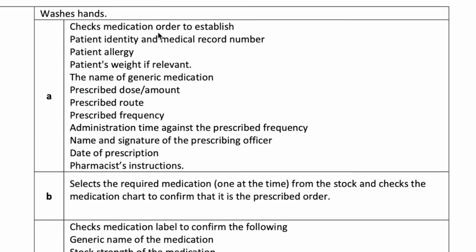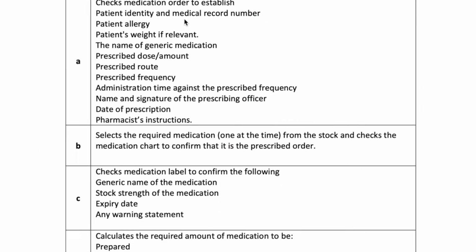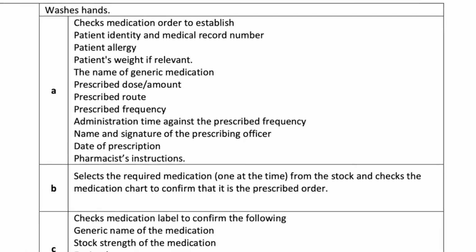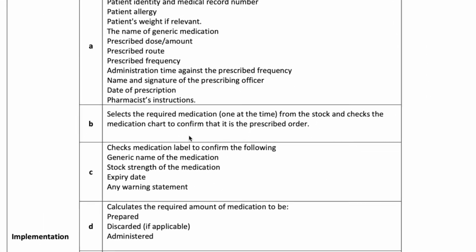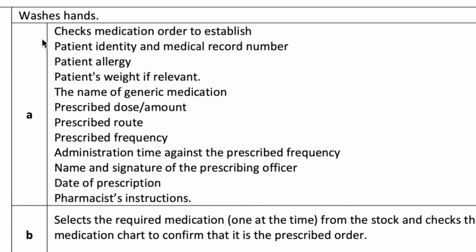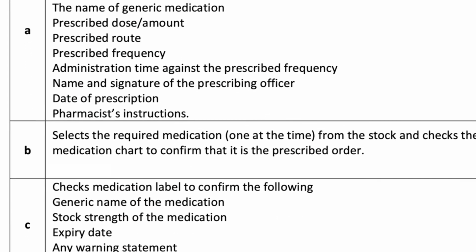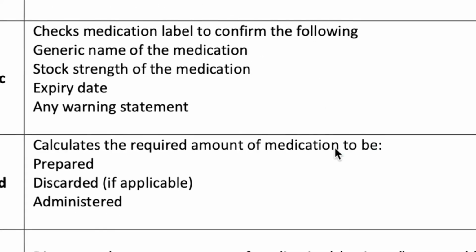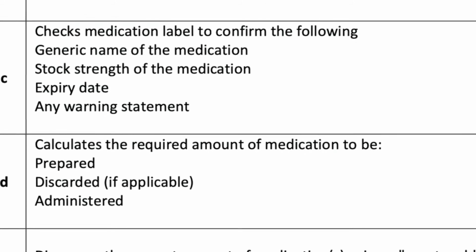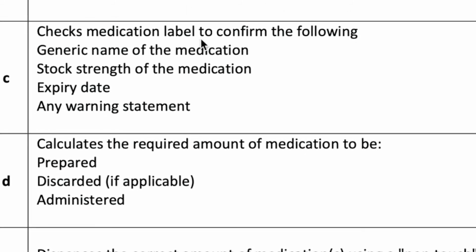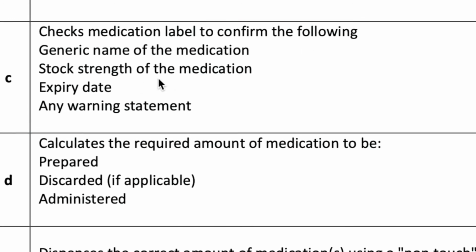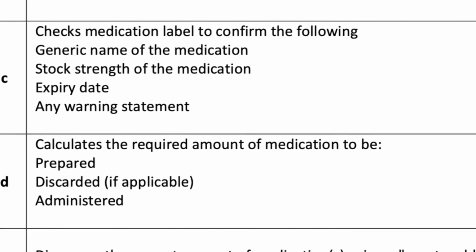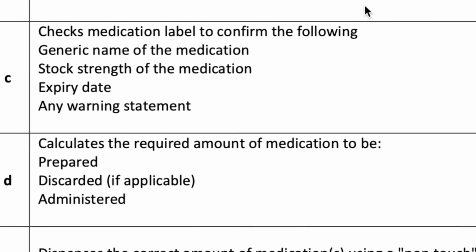The next stage is the implementation when you give medication. The first thing, as in any procedure, you wash your hands, check the medication order. I won't go through all the procedures for medication administration. As we discussed previously, there are 3 checks, and when they happen and what you check are listed here. The first check is when you pull the medication out of the medication cupboard or drawer. You check the medication label to confirm the generic name of the medication. You check the strength of the stock of the medication that you have, expiry date, and any warnings.